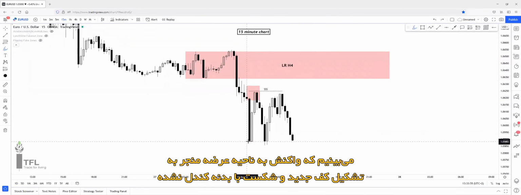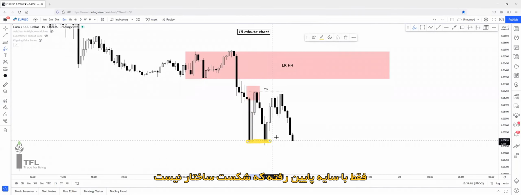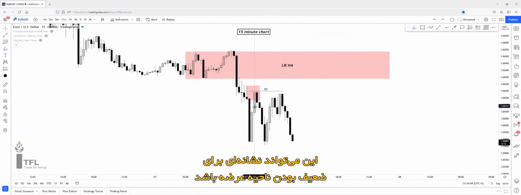You can see that this upside movement and reaction on the supply zone couldn't create a new low by a break of structure, by a body break, right? So that was just a wick below. This isn't a break of structure. So this might be a sign of weakness of this supply zone.